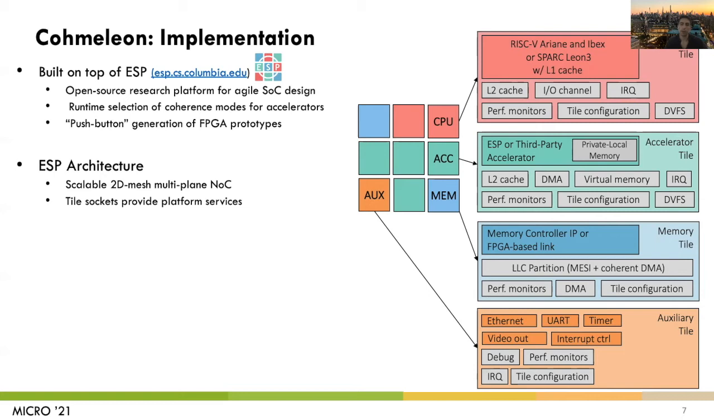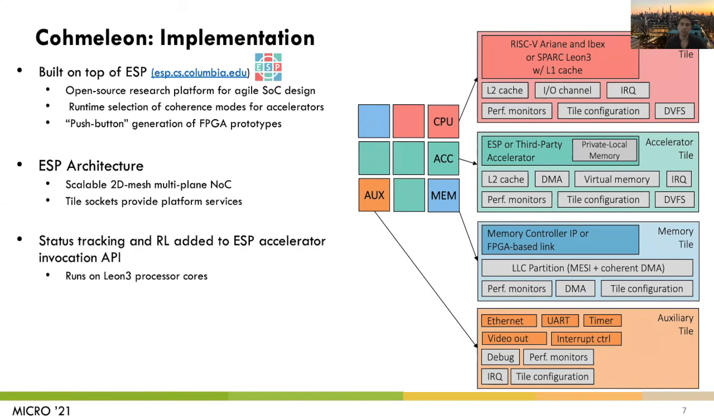Building Cohmeleon required several changes to ESP. First, we augment the ESP API for accelerator invocation, which runs on Leon 3 processor cores in this work, to keep track of variables like the number of active accelerators, their workload sizes, and the coherence modes in use. A reinforcement learning module is also implemented in the ESP API and runs transparently to application developers.